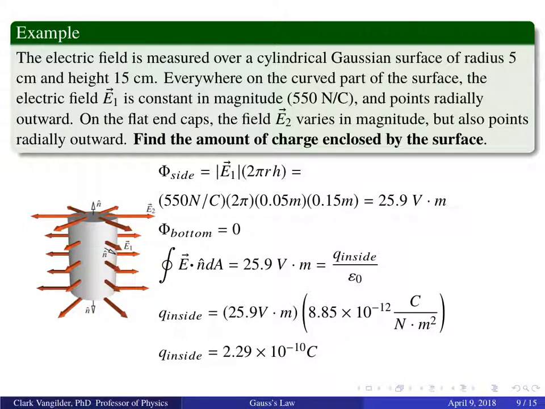We'll ignore the caps on the ends. Find the amount of charge enclosed by the surface. Here's my E and here's my A. Remember, flux is defined to be EA. We're talking about the flux on the side, just to make our lives easy for the moment. Since it's the flux on the side, the area I have here is 2 pi r h.